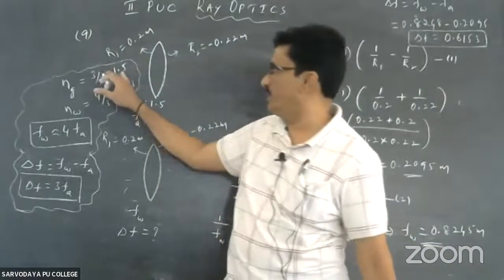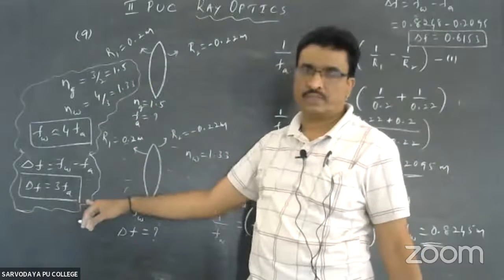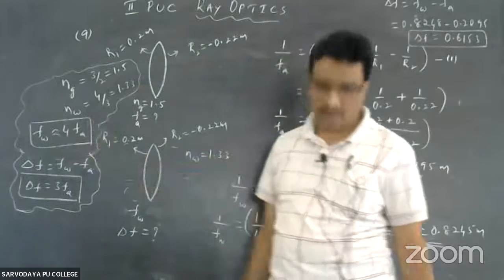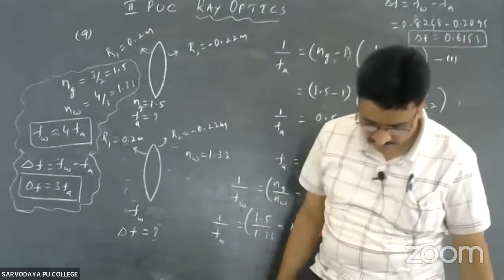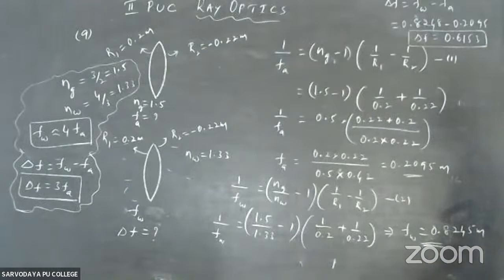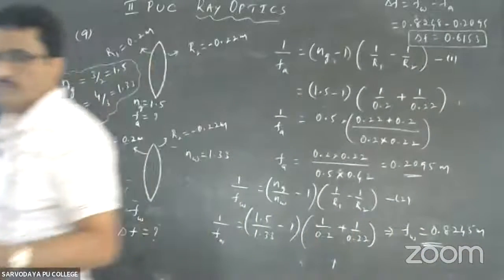If there is any deviation, say 1.545 like that, variation happens. But exactly if these values are given, then this will be the answer you get. Okay. Take a screenshot and move on to the next problem.